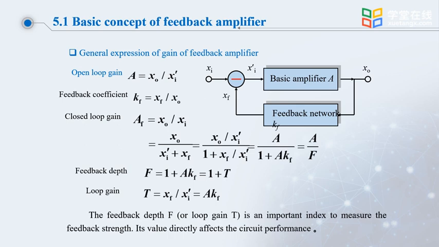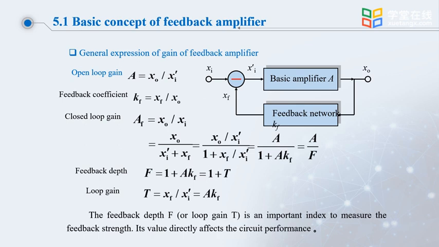So what about the denominator below? It becomes 1 plus XF over Xi'. If we multiply the numerator and denominator by Xo, the numerator XF over Xi' becomes the feedback factor times Xo over Xi', which is the open loop gain. So XF over Xi' multiplied by Xo over Xo becomes the open loop gain A multiplied by the feedback factor KF.